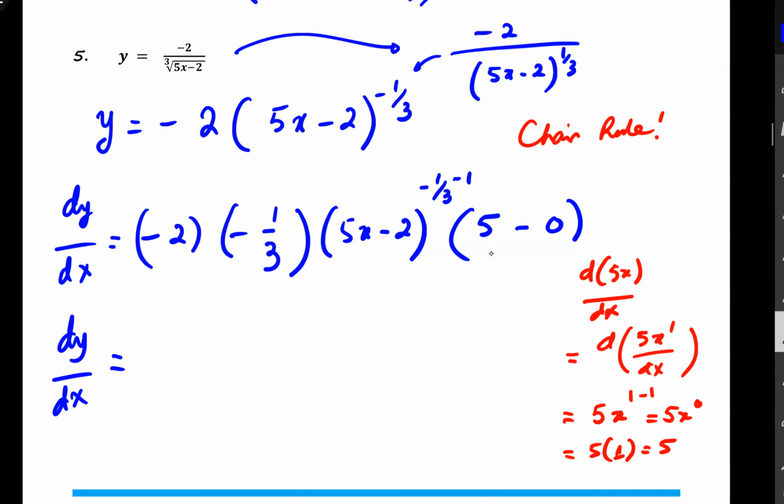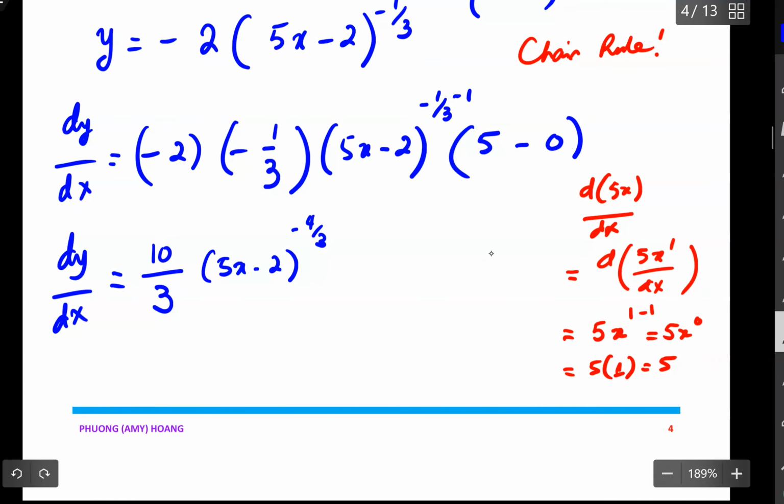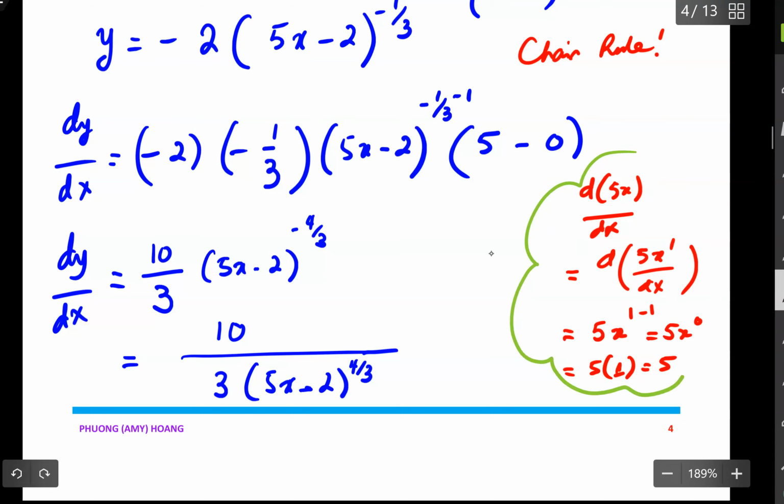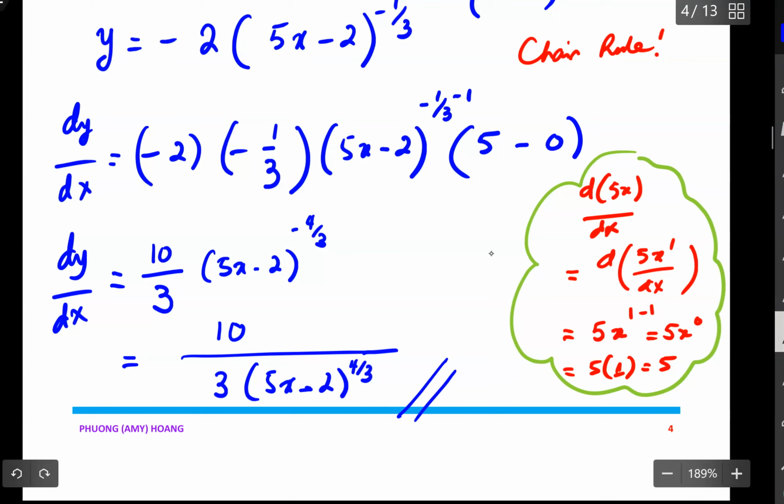So the next step is to simplify our answer. I should have 10 over 3 as positive, and 5x minus 2 raised to the exponent negative 1/3. But I have to write this as a positive exponent, so I can write 10 over 3 times 5x minus 2 raised to the exponent positive 1/3. So this is to explain to everyone why the derivative of 5x is equal to 5. Okay, and then we are good here.